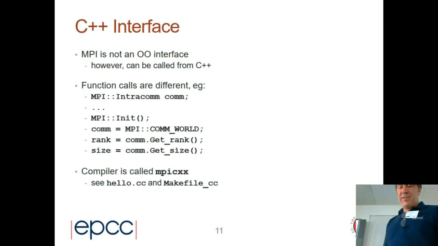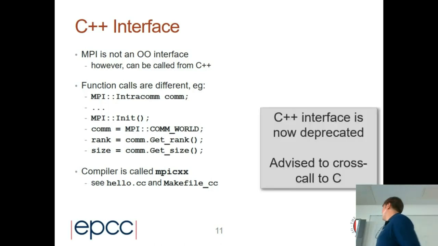But this just became too much work, so this C++ interface is now deprecated. It may work, but it's not supported. So what you should do if you're a C++ programmer is just call the MPI library as if they were C routines. And that interface between C++ and C is well defined. So to a C++ program, MPI just appears like a library of C routines, and you just use it in the way that you would normally call a C routine from C++. We can cover that if you want.